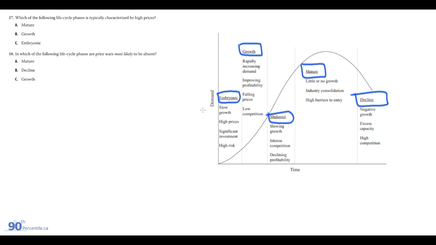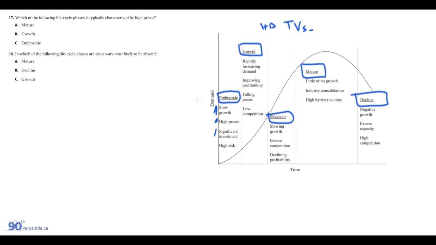I'll use HD TVs as an example here. So at the very beginning, when HD TVs first got created and first started getting sold, we're in the embryonic stage. So it's at the very early stages of the industry. It's going to have slow growth, high prices, and significant investment to actually create these. So back in the day, these TVs were, I don't even know how much, a lot of money. And now you can get a 60-inch 4K TV for pretty cheap, right? Relative to the worst TVs that were like 10 years ago. And these TVs were like 10 times worse and probably double the price, right?